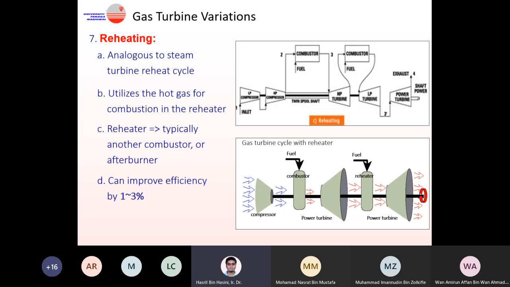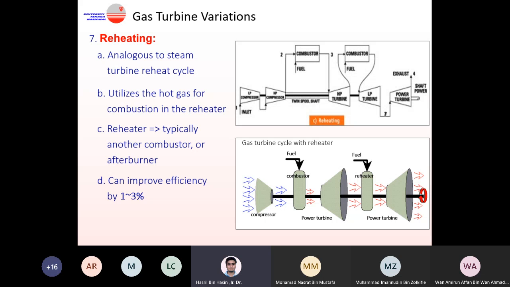Okay, and then we have reheating. Just like a boiler, remember we have a reheater. Same thing for the gas turbine, we have reheating. Reheating in our gas turbine, you can equate that to the afterburner. If you are familiar with the term afterburner that we have for fighter aircraft, they have a similar concept to the reheating in our gas turbine.